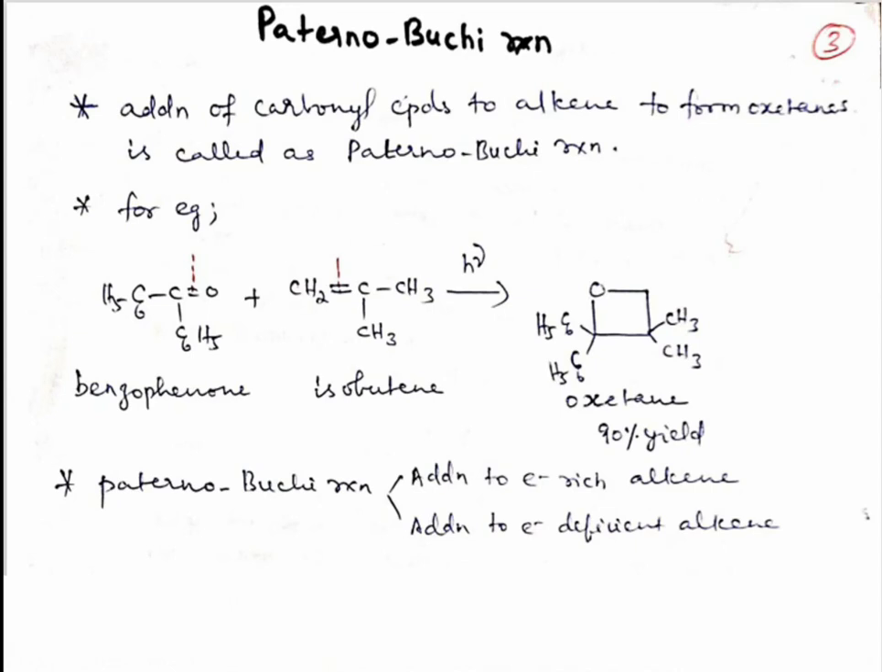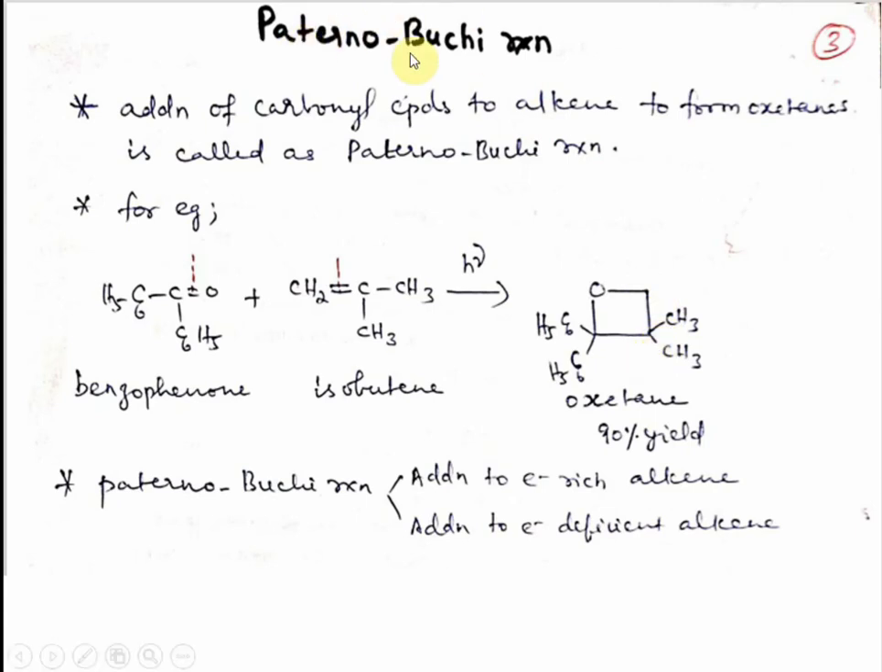So next we are going to see about the Paterno-Buchi reaction. Addition of carbonyl compounds to alkene to form oxetanes is called the Paterno-Buchi reaction. In Norrish Type II reaction, there is only one substrate, that is ketone containing gamma hydrogen. In Paterno-Buchi reaction, there are two substrates. One is carbonyl compound, the other one is alkene. Both get added together and the product will be formed. The product is called an oxetane.